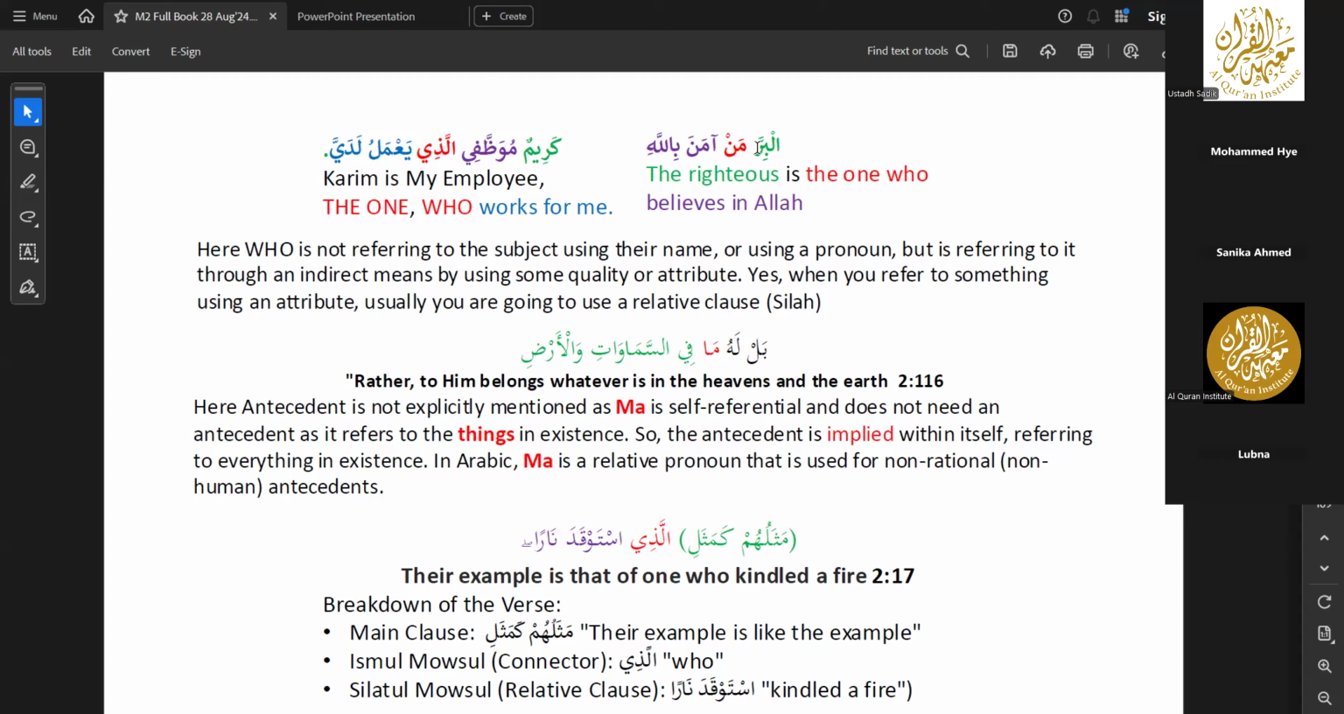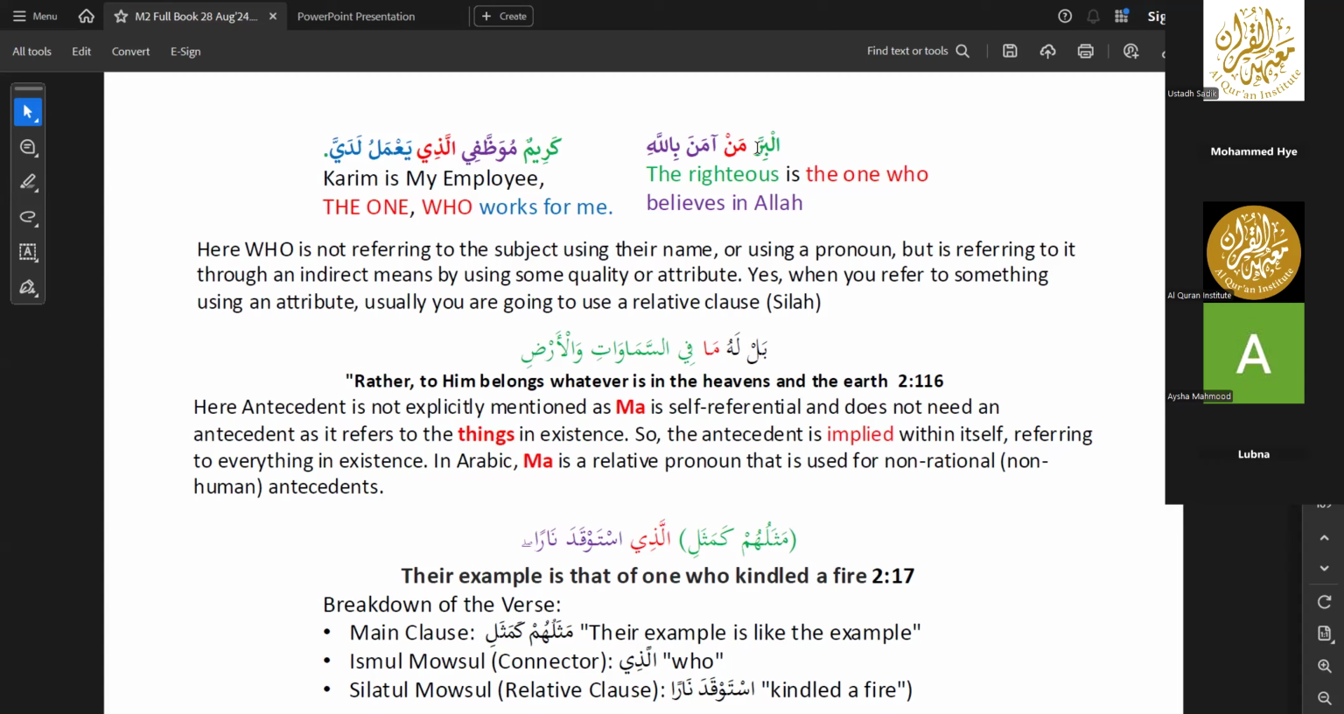So what were we saying man was? Ismul Mawsul, it's connecting. Ismul Mawsul is a connector. It's looking for a subject now. The subject is just waiting next to it. Al-birru is the subject, and then amana billahi is the silatul mawsul, the one who believes in Allah. This one's straightforward.